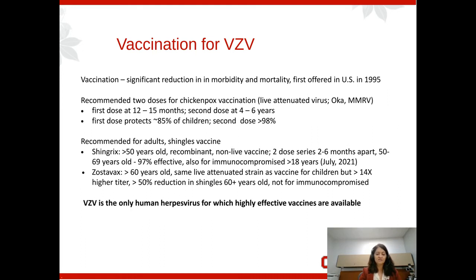Then the other one is the Zostavax vaccine, which is a live attenuated virus given to individuals greater than 60 years of age. It's the same vaccine that's given to children early in life. It's just the dose is much higher, about 14 times higher. It leads to about a 50% reduction in shingles, but it's not approved for immune-compromised individuals. So it's, like I said, a very important step towards eradicating this disease, or towards helping against this disease.